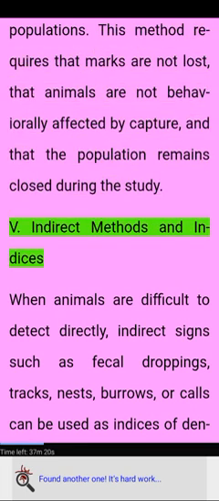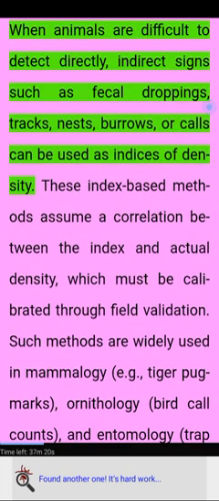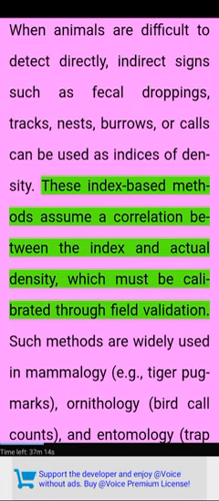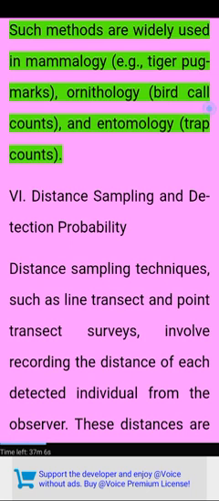5. Indirect methods and indices. Where animals are difficult to detect directly, indirect signs such as fecal droppings, tracks, nests, burrows, or calls can be used as indices of density. These index-based methods assume a correlation between the index and actual density, which must be calibrated through field validation. Such methods are widely used in mammalogy, e.g., tiger pug marks, ornithology, bird call counts, and entomology, trap counts.